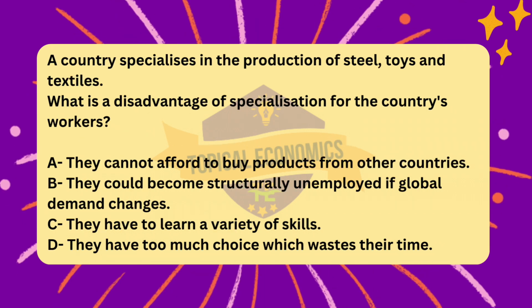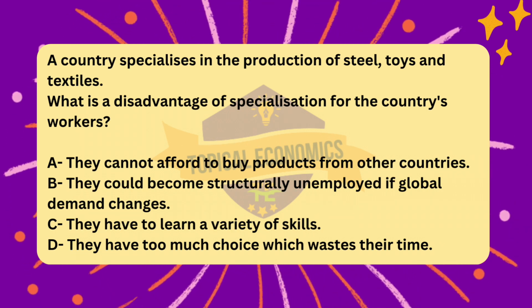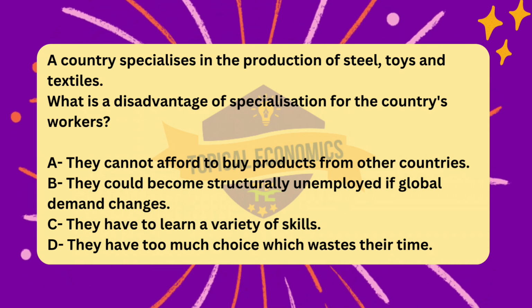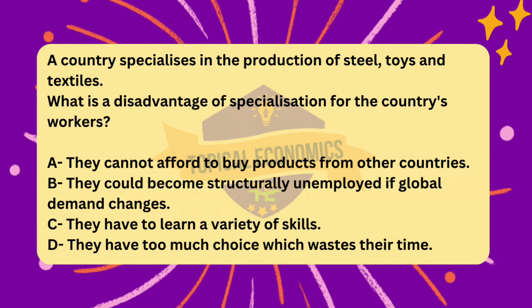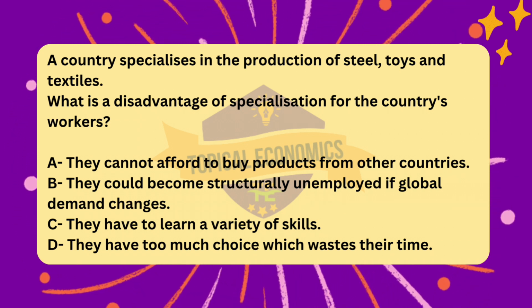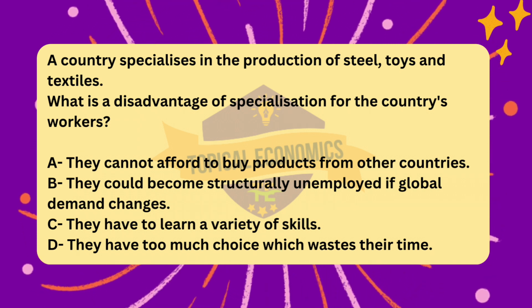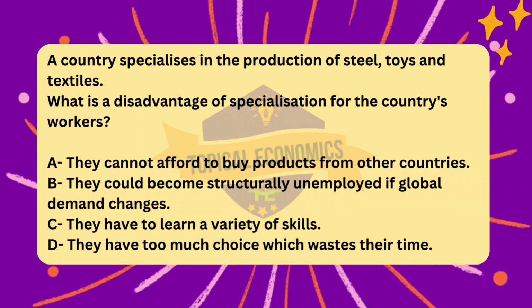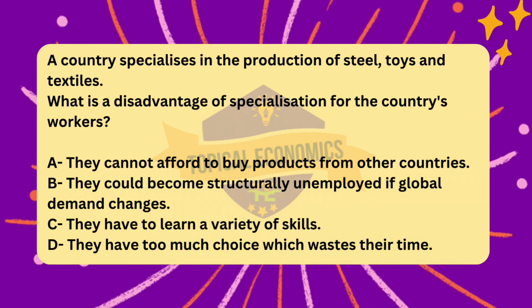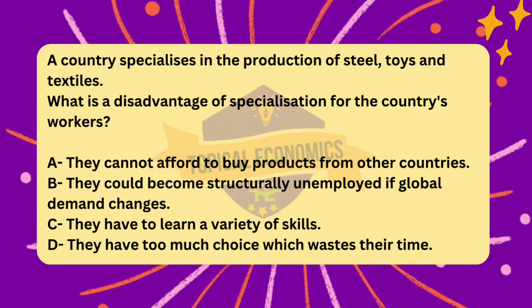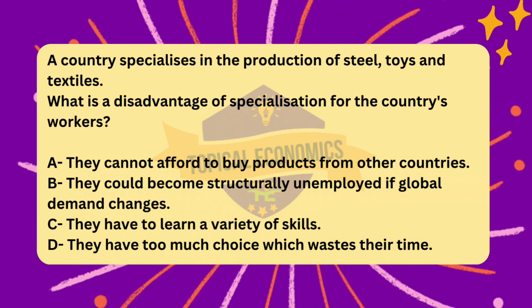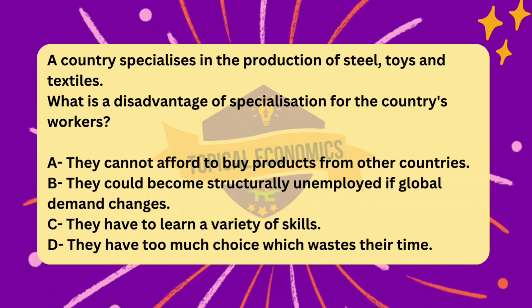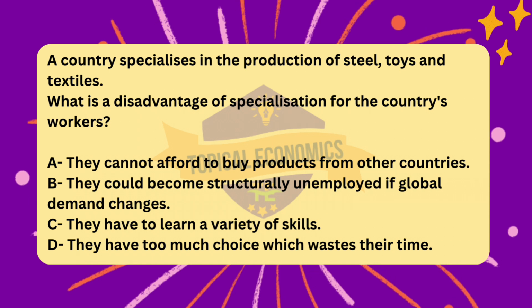Moving to question 4. A country specializes in the production of steel, toys, and textiles. What is a disadvantage of specialization for the country's workers? A. They cannot afford to buy products from other countries. B. They could become structurally unemployed if global demand changes. C. They have to learn a variety of skills. D. They have too much choice which wastes their time. Reference, 2021 October-November version 2.